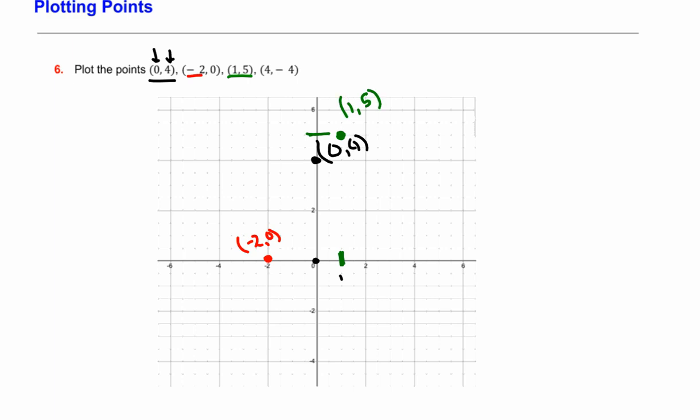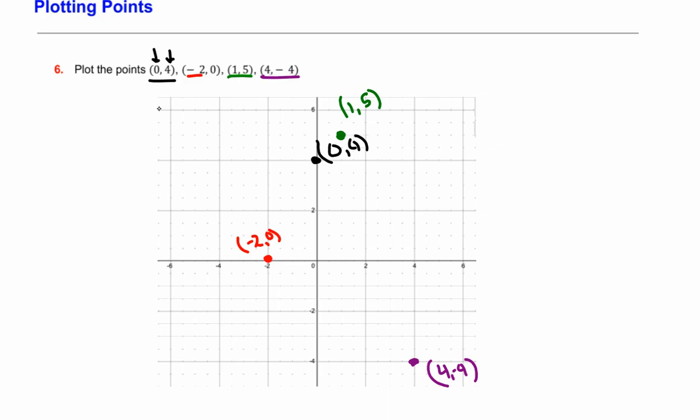Our last one then is (4, -4). So that's to the right 4 and then down 4. That would be this little intersection right here. So 4 to the right and then down 4 because it says it's a negative.